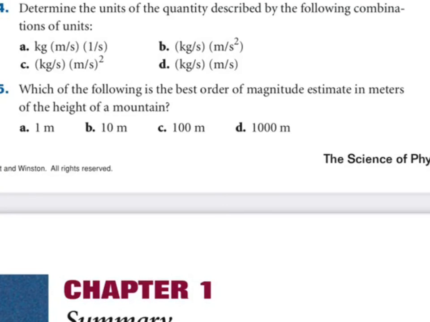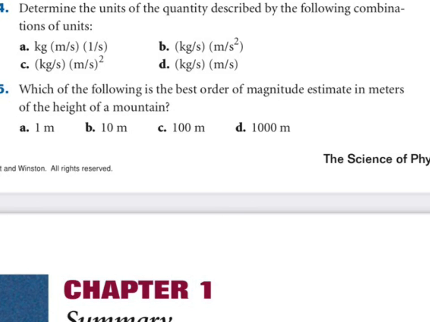Which of the following is the best order of magnitude estimate in meters of the height of a mountain? Americans have a hard time thinking in metric. This is a meter. Rogers is about 10 kilometers away, roughly, so that would be 10,000 meters. Is a good estimate for the height of a mountain 10 of these, 100 of these, or 1,000 of these? Yeah, probably 1,000. In the U.S., we measure elevation in feet, and a meter is just over 3 feet. So a 1,000-meter mountain is about a 3,500 foot mountain.